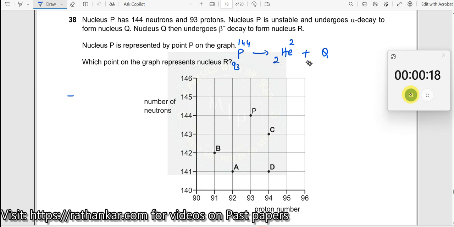So I want to balance this. If this becomes 91, 91 plus 2 becomes 93. And this becomes 142. 142 plus 2 becomes 144. Note that I am writing only a neutron number. I am emphasizing this again and again because you should not get confused.